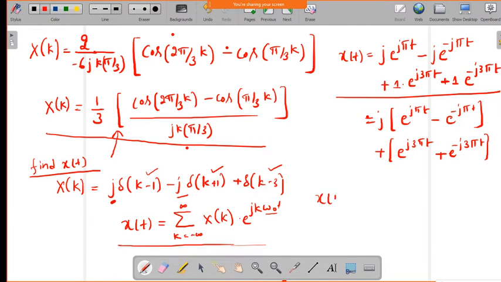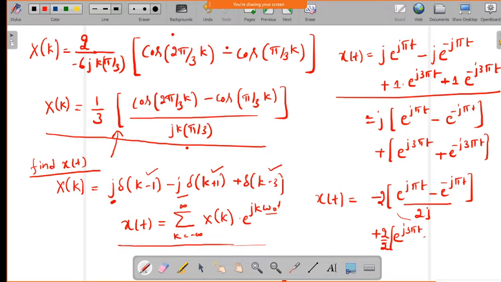So x of t is equal to, now multiply and divide by 2. Or you can take this j to the denominator, it will become minus, so minus of e power j pi t minus e power minus j pi t, divided by j, and if you multiply and divide by 2, you can express this as a sine term. And similarly multiply and divide by 2, so you will get e power j 3 pi t plus e power minus j 3 pi t, which we can express in terms of cos.